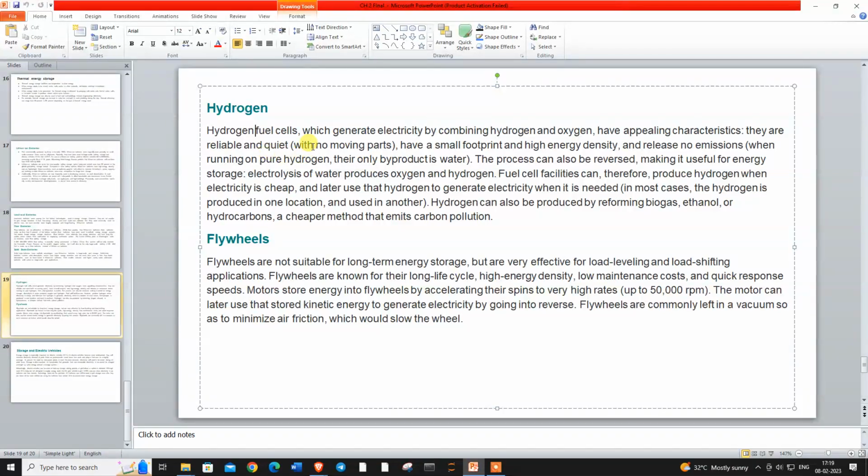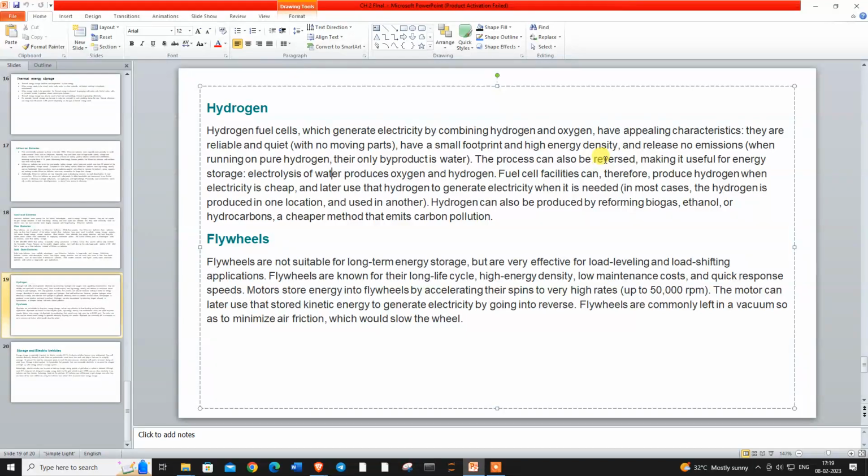Okay, so now in hydrogen fuel cells electricity can be generated by combining hydrogen and oxygen. They are quite reliable and quiet. The operation, unlike different power plants, is quiet and reliable. Sure, there is no noise or disturbance. It is reliable also with no moving parts. Since there are no moving parts, there is no friction and the operation is quiet. Also it has a small footprint and high energy density.